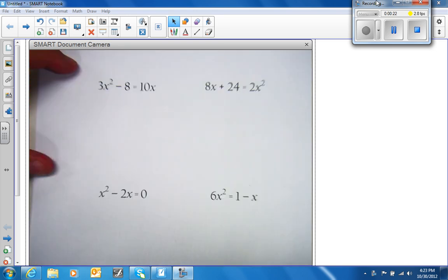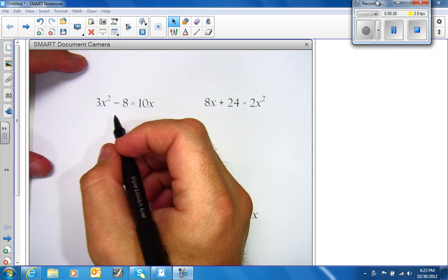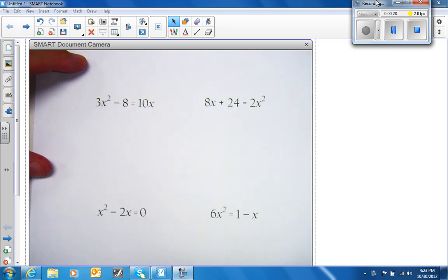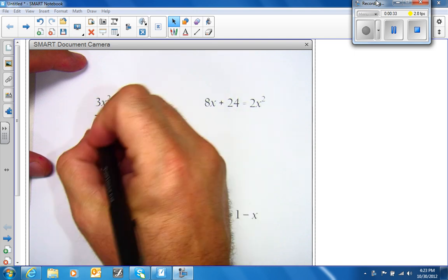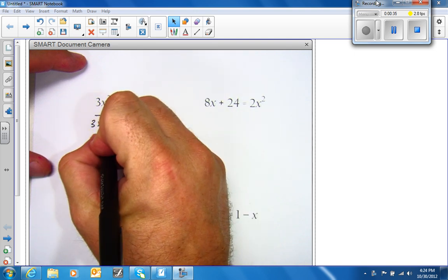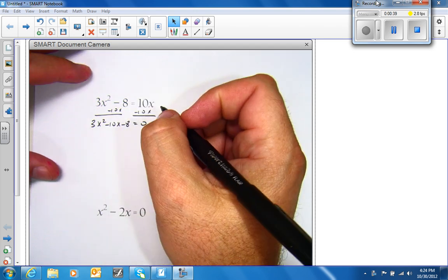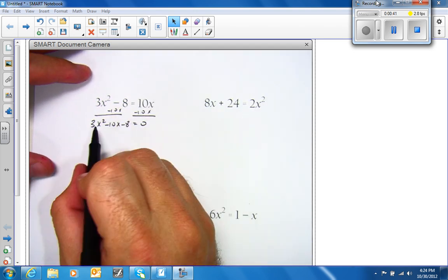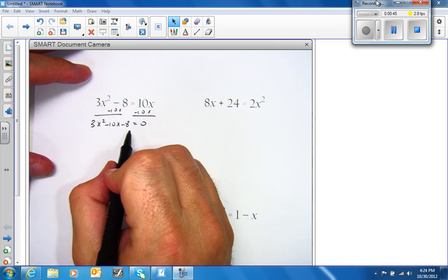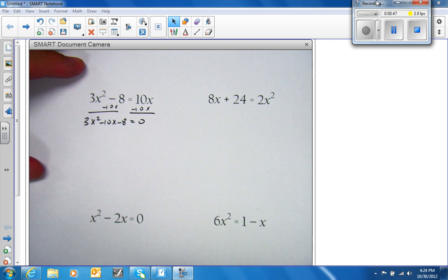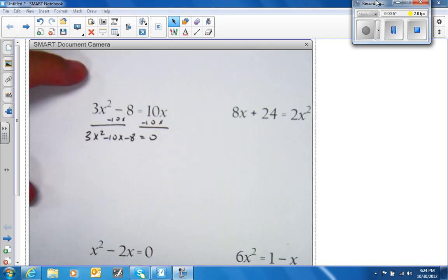All right? Now, first of all, if you're given a problem like this, you've got to make sure that you put them all on the same side. So, I'm going to subtract 10x from both sides, and we get 3x squared minus 10x minus 8 equals 0. All right, second step, see if there's anything that we can factor out. Does 3, 10, or negative 8 have anything in common? The answer is no, not at the moment, they don't. So I can't factor out anything.